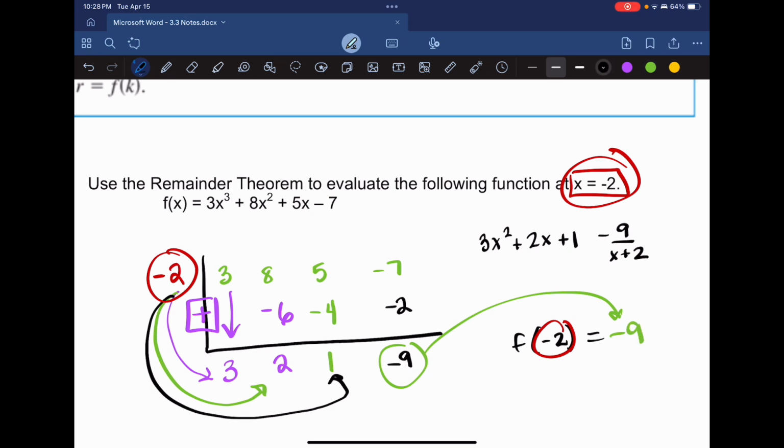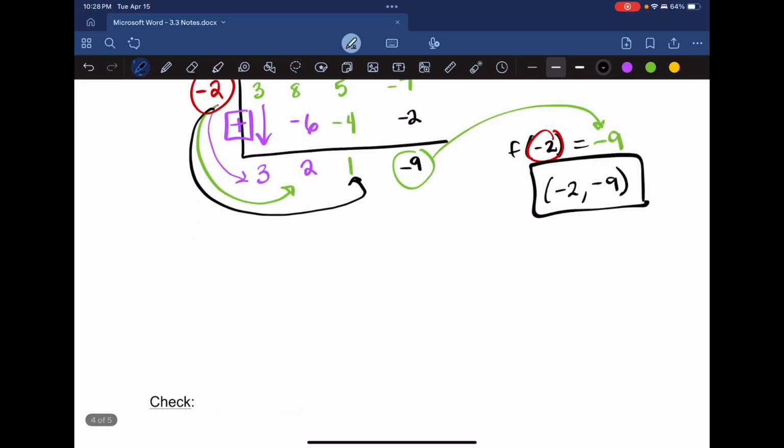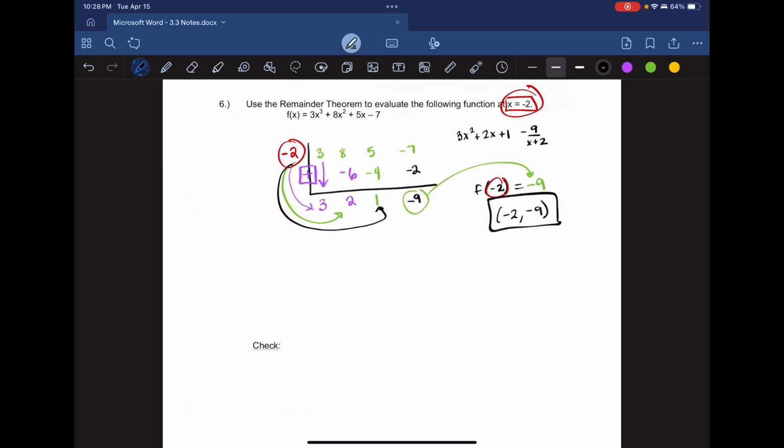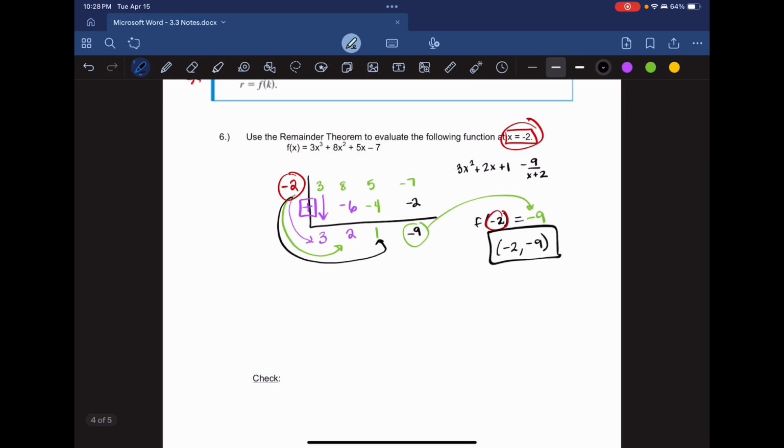So in other words, our remainder theorem tells us a point, negative 2, negative 9, I know is a point on my graph. And we could check this. Let's come down here and actually check it. What we just said was if I took f of negative 2, I should hopefully get negative 9 here.